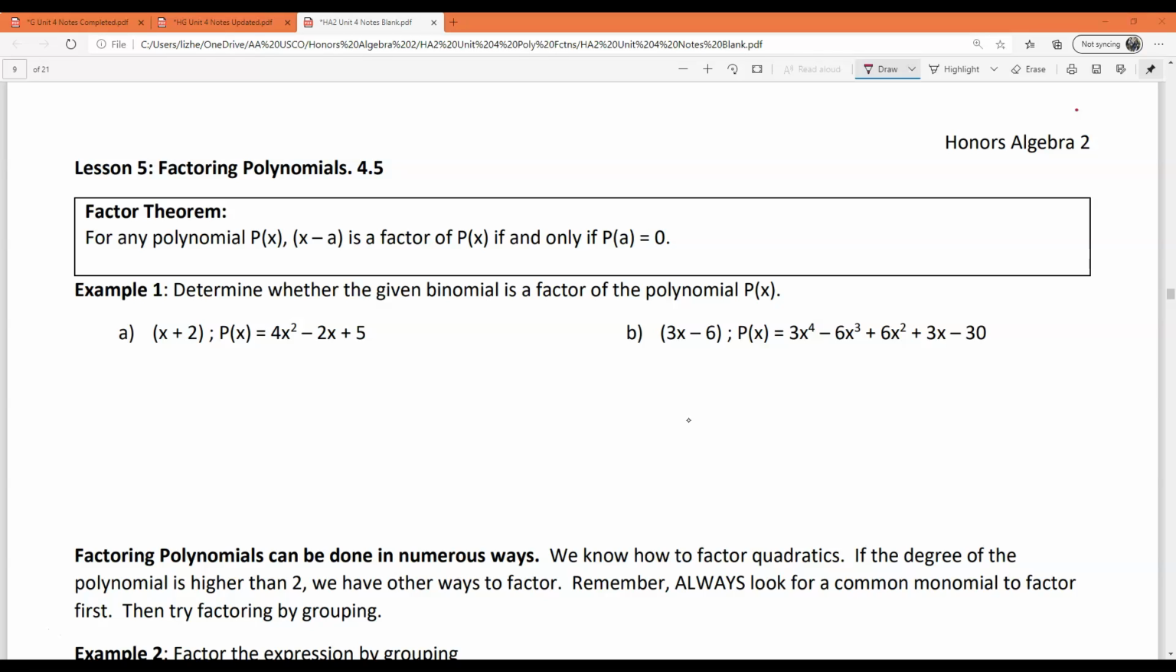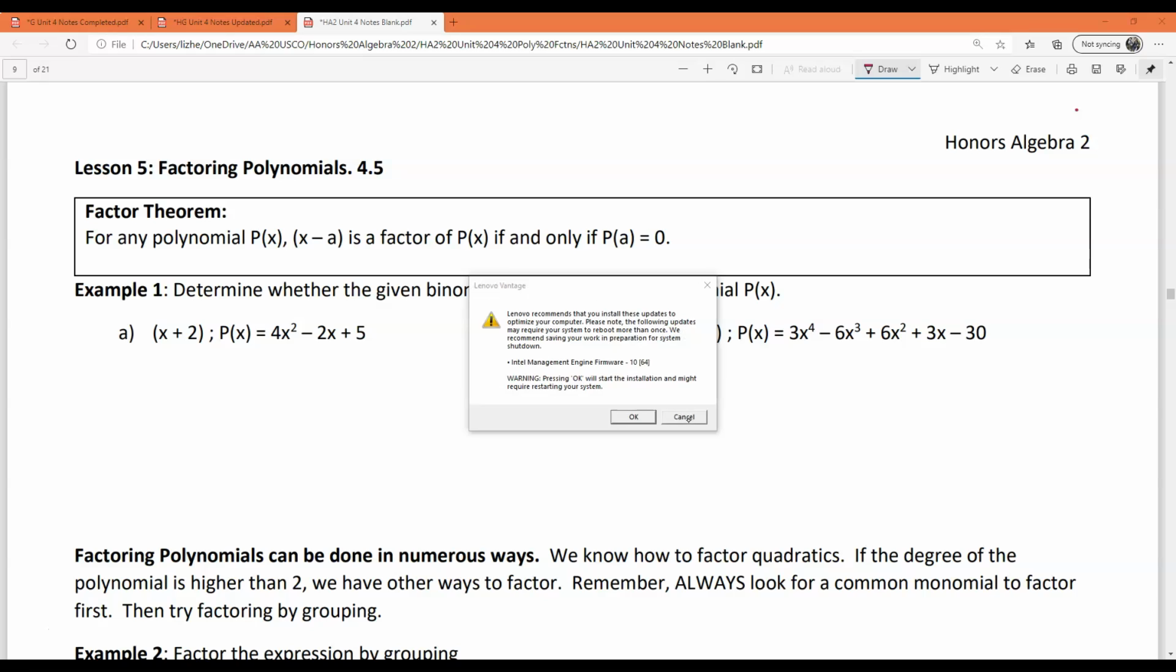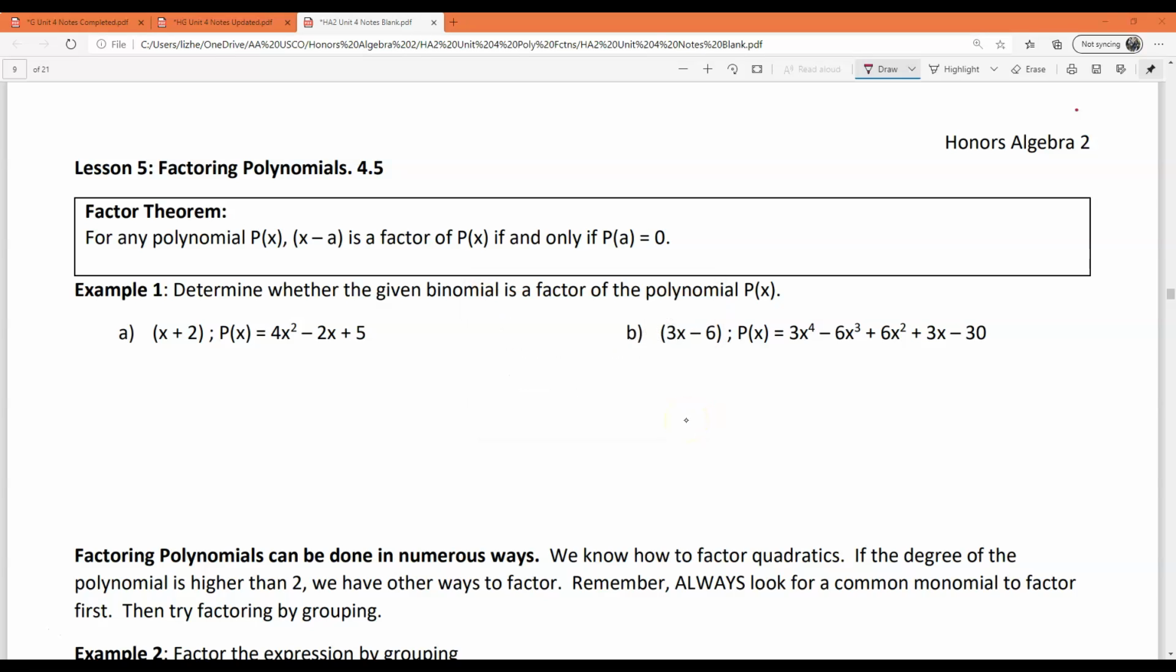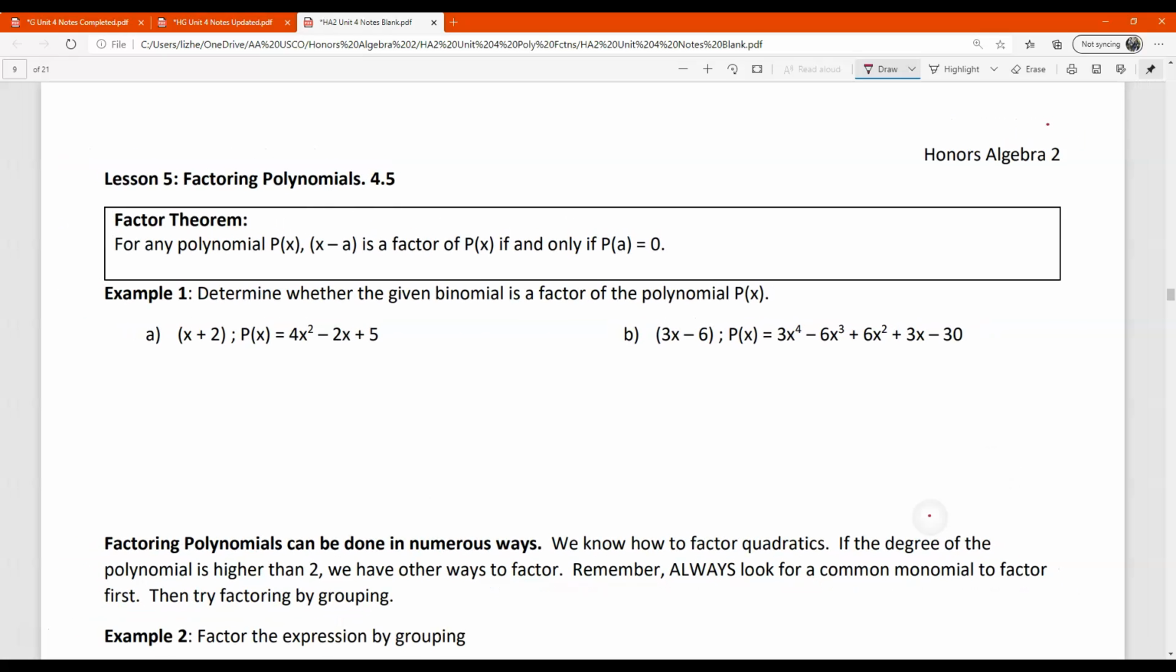So the factor theorem says, for any polynomial p of x, x minus a is a factor of p of x if and only if p of a equals 0. This is a pretty important theorem, and what it means is if you do long division or synthetic division, and the remainder is 0, then what you are dividing in is a factor.